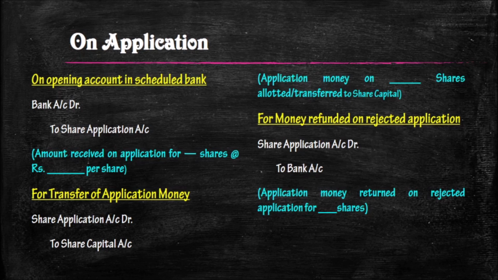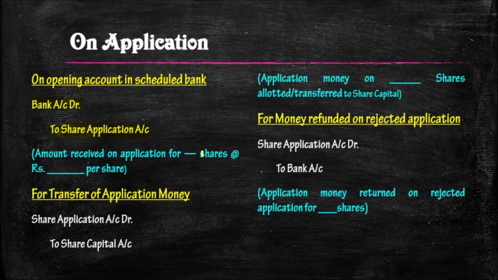And the entry will be what? Bank account attached to share application. When the company receives the minimum subscription amount, the application money, the bank account of the company will be debited and share application credited. As per my problem, the company issued 10,000 shares of rupees 10 each, and rupees 2 is collected on application, rupees 5 on allotment, and the remaining rupees 3 on first call. Here we will write the entry: bank account attached to share application, amount will be 10,000 into 2.